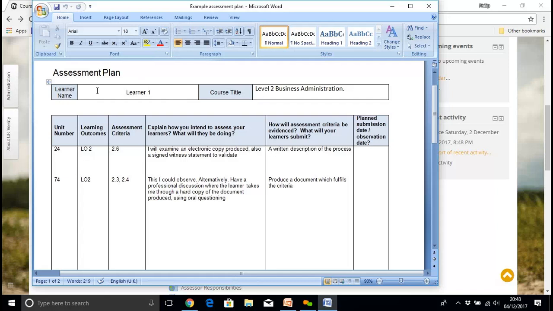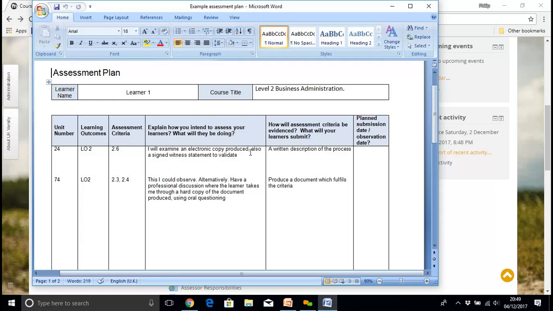But this one is a straightforward assessment plan: the learner's name, the course title that they're on, the number of the unit, the learning outcome, and the assessment criteria that are being assessed. How the assessment will be taken, what the learner will submit, and the date. And the next one will be Unit 74, Learning Objective 2, and 2.3 and 2.4 assessment criteria.